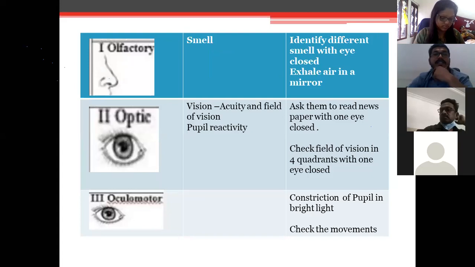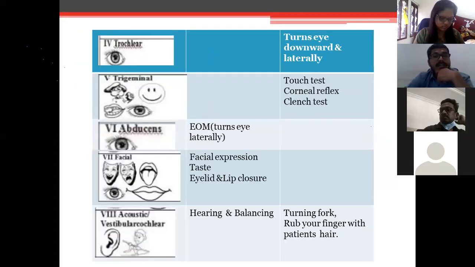Okay. Next is the trochlear. The trochlear nerve helps the eyeball to move downwards and laterally. You have to perform the same thing. That's why the second, third, and fourth you can do together. And the fifth one is important, the trigeminal.